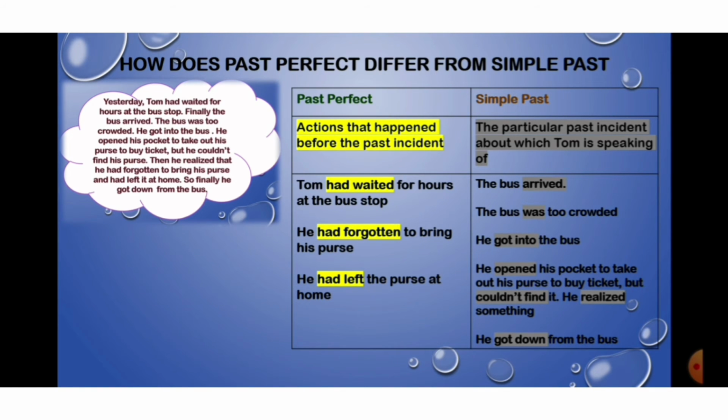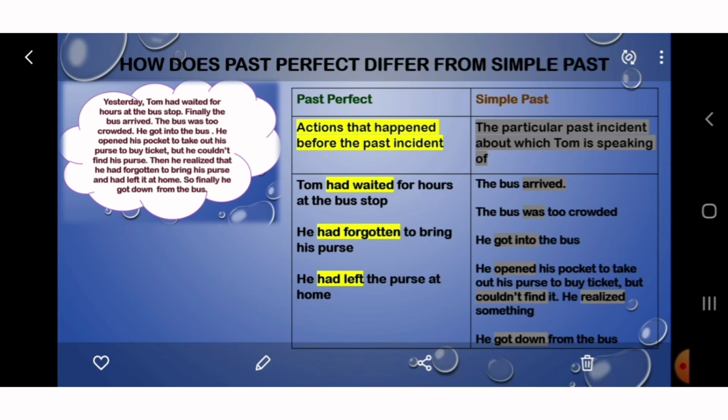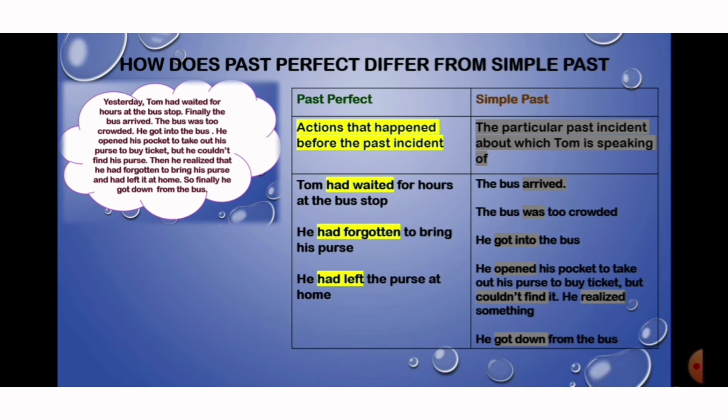At first, let's see the column of the simple past, where Tom has experienced the past incident. What were those past incidents? The bus arrived, the bus was too crowded, Tom got into the bus, he opened his pocket to take out his purse to buy a ticket, but couldn't find it. He realized something. He got down from the bus. The highlighted words in the sentences are the verbs in the past form, and the expressions refer to the particular past incidents experienced by Tom.